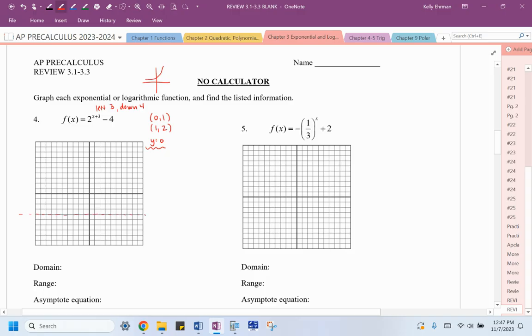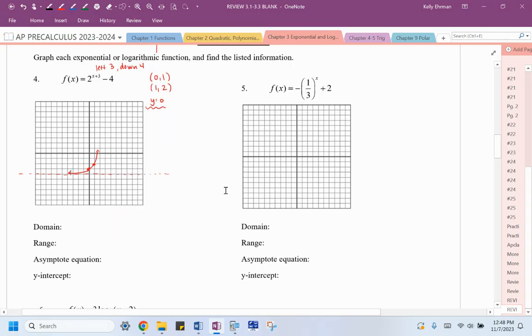Horizontal asymptote. The point that was at (0, 1) goes down 1, 2, 3, 4. The point that was at (1, 2) goes down 4 units. And I sketch in my graph. So all that's required is that you find the two nice points and the horizontal asymptote.